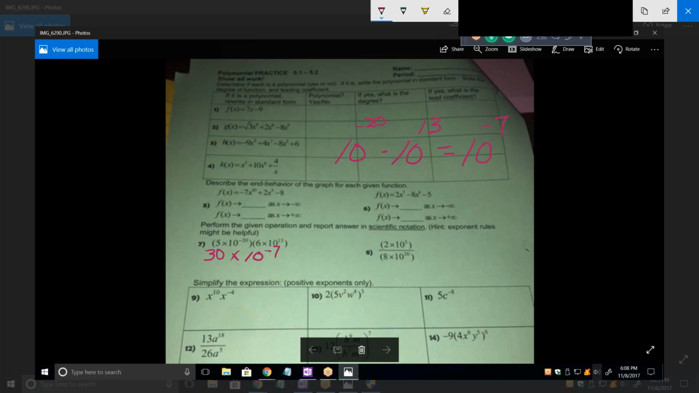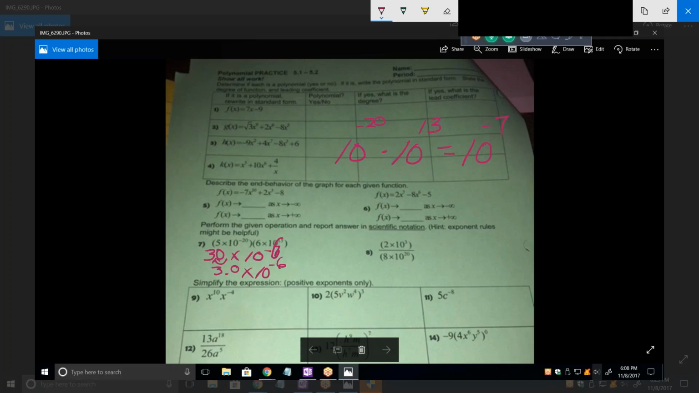Because now that 30 is not between 1 and 10. The 30's decimal point is right there. So if I want to move it to the left to get it to right there, I'm moving it one spot to the left. That means I gotta add 1 to this exponent. When I add 1 to negative 7, I get negative 6. So the correct answer is 3.0 times 10 to the negative 6.